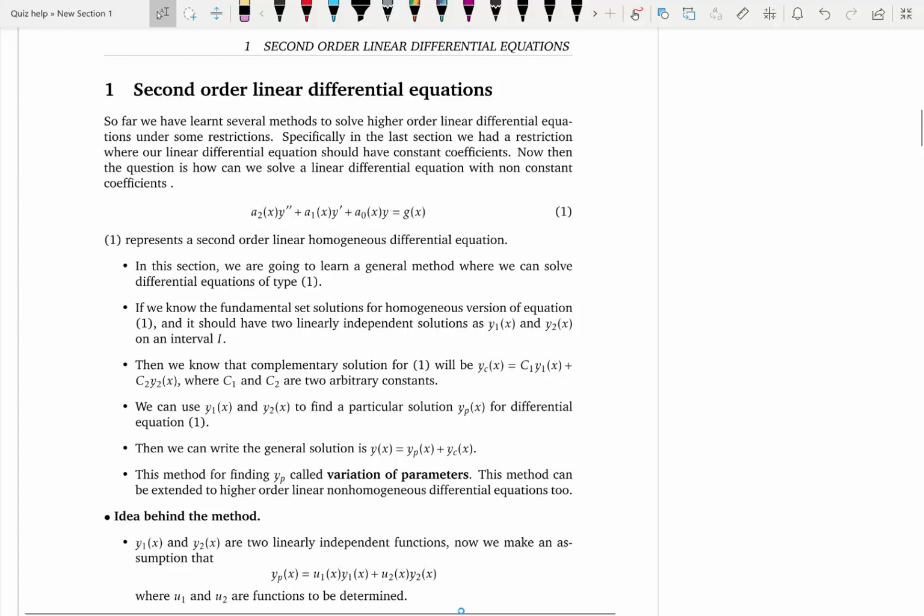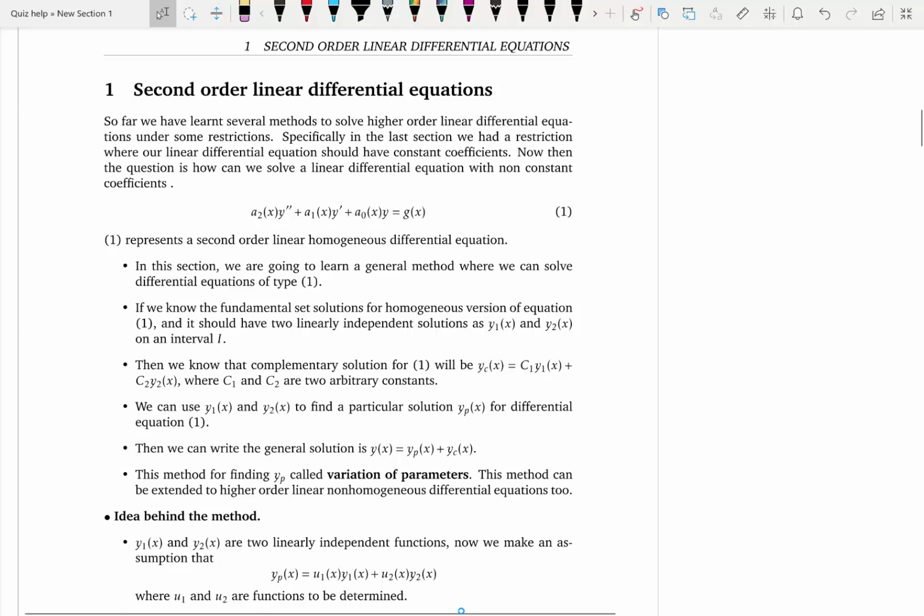Try to take the quadratic function or the polynomial that you factorize, or you use the quadratic formula, and you find roots and you find this fundamental set of solutions. Good. But then you have one restriction. Your differential equation should have constant coefficients.